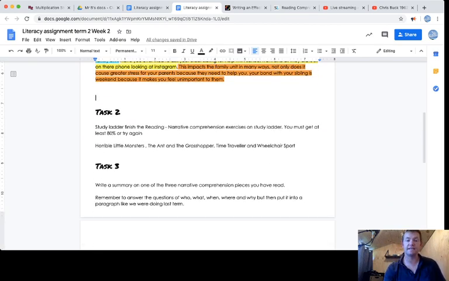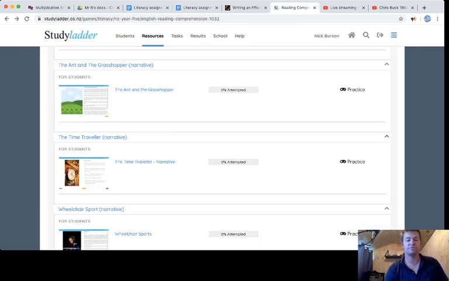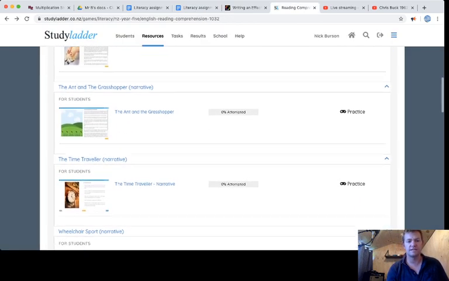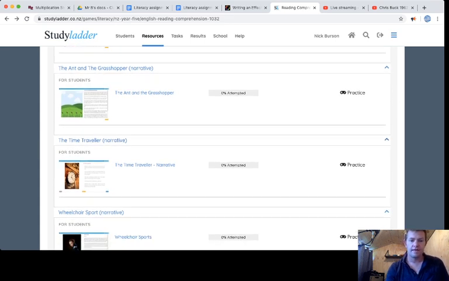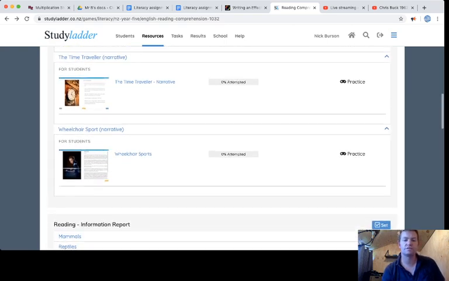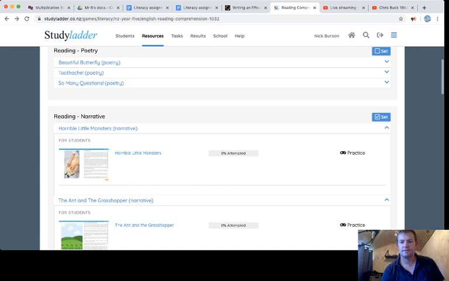Task 2, study letter. You've got 4 different articles. I want you to read all 4 of them and try to get 80% on the questions. These are the 4 I've assigned to you: Horrible Little Monsters, The Ant and the Grasshopper, Time Traveler, and Wheelchair Sports. It says a set right here, so that's good.